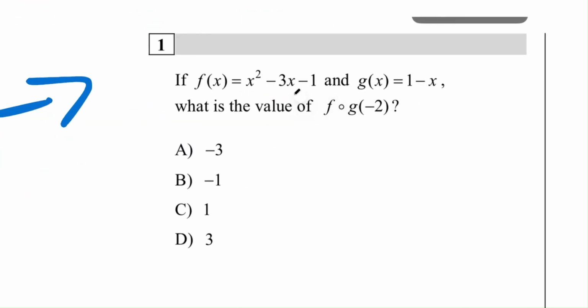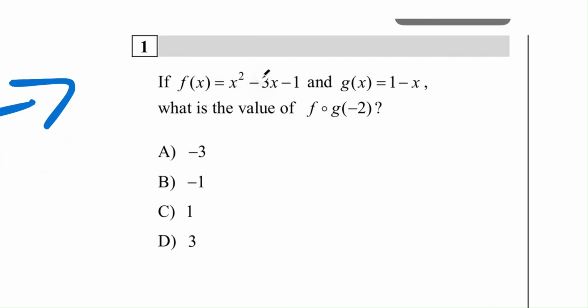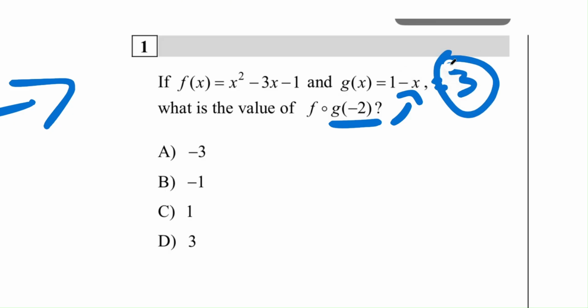Here's an example. If f of x equals x squared minus 3x minus 1 and g of x equals 1 minus x, what is the value of f of g of minus 2? Since g covers minus 2, we've got to put minus 2 instead of x. If you put minus 2, minus times minus will give plus, and if you add them up, we'll get what? It will be 3. The result of g of x we put instead of x in f of x. Then we've got to put 3 instead of x.